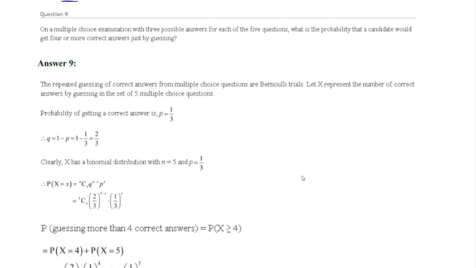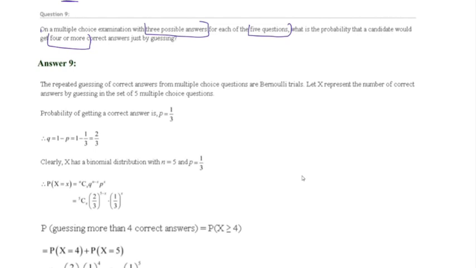Next, moving to question number 9. On a multiple choice examination with 3 possible answers for each of 5 questions, what is the probability that the candidate would get 4 or more correct answers just by guessing? What is the question here? 5 multiple choice questions are there, with 3 possible answers for each of the 5 questions. Then what is the probability that the candidate would get 4 or more correct answers by guessing?